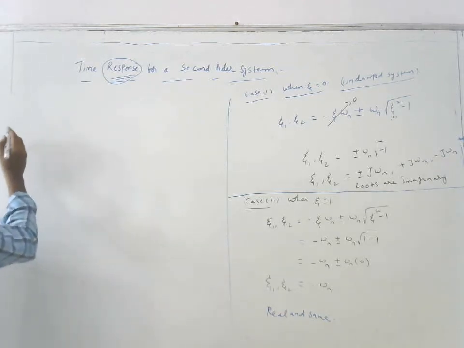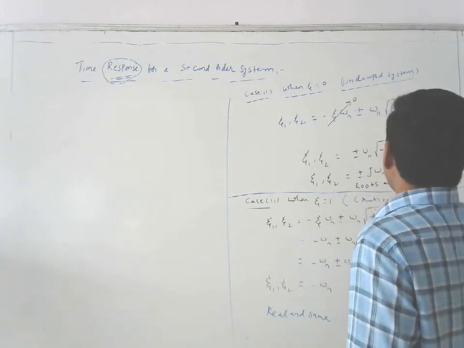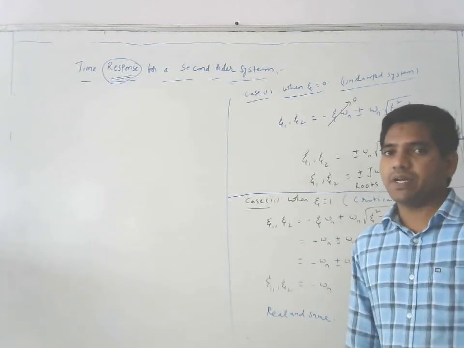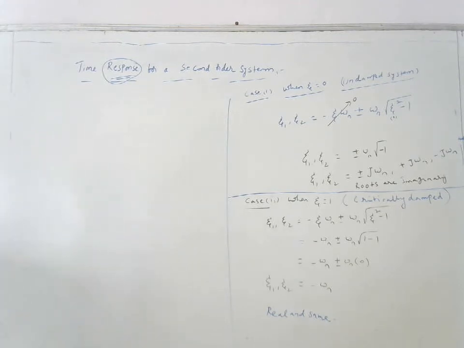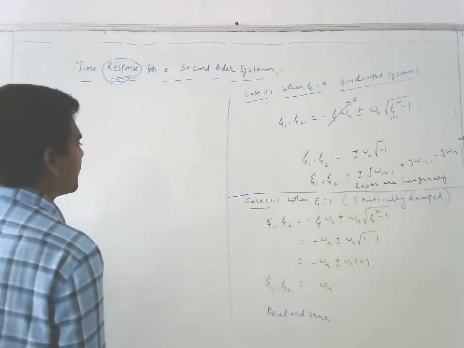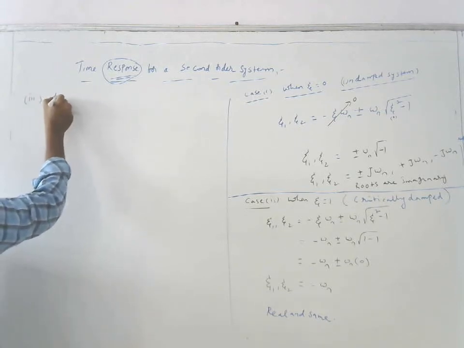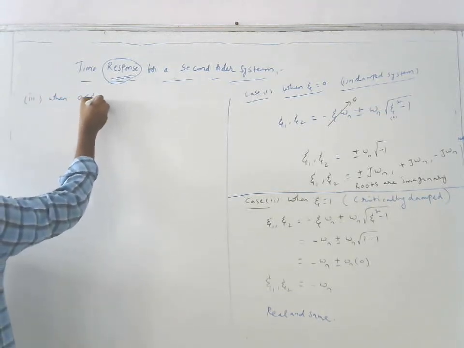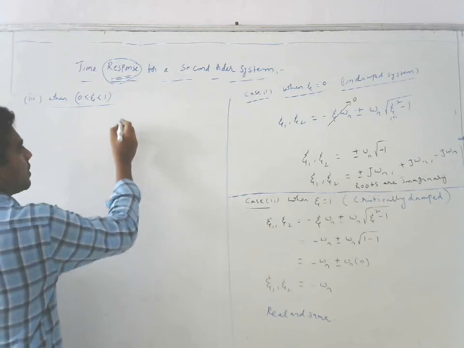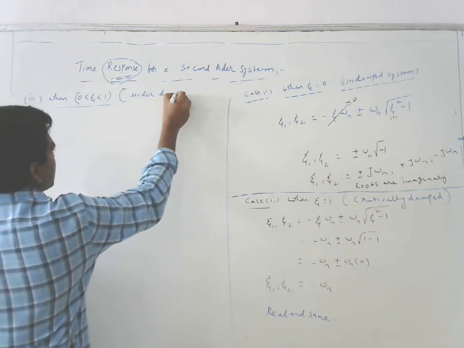And what is this case? When zeta equal to 1, we call it a critically damped system. Now the third case is when zeta value is in between 0 and 1. When zeta is in between 0 and 1, this type of system we call an underdamped system.